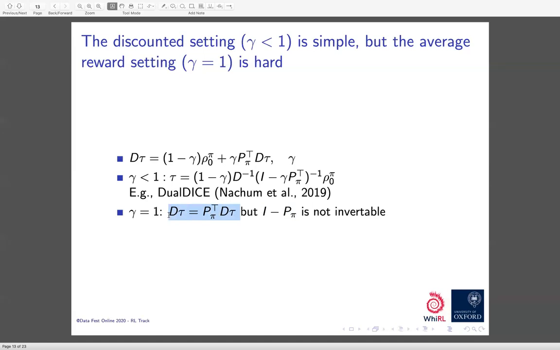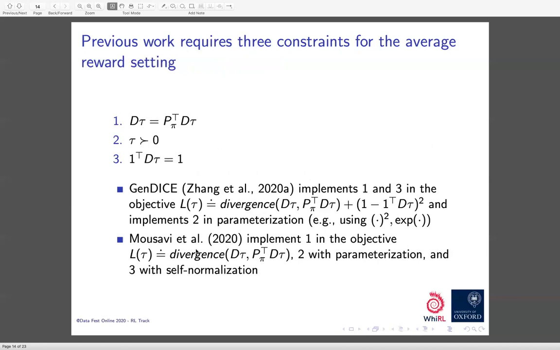But apparently tau is a density ratio. So it's the distribution d pi over the distribution d mu. So it's unique. But this equation has infinitely many solutions. So this is a problem. We need to find other constraints to narrow down the solution space. How can we achieve this? Previous work usually requires 3 constraints for the average reward setting to make sure there is only a single solution.